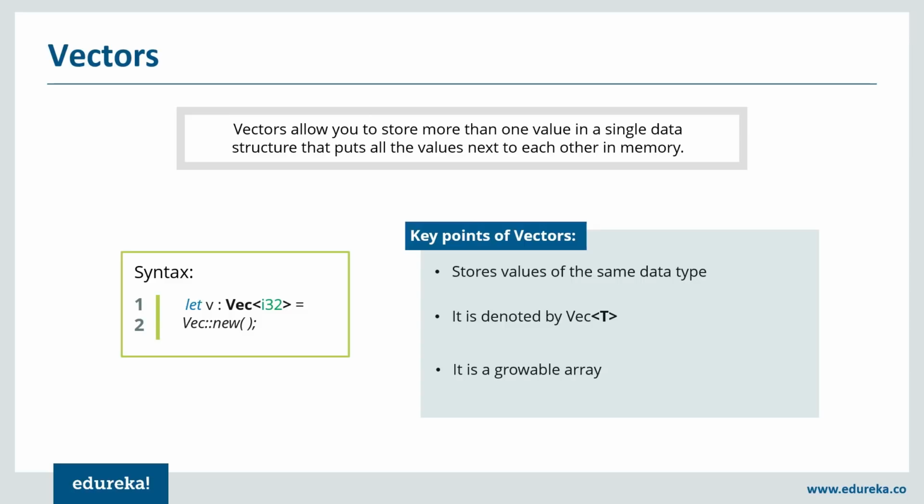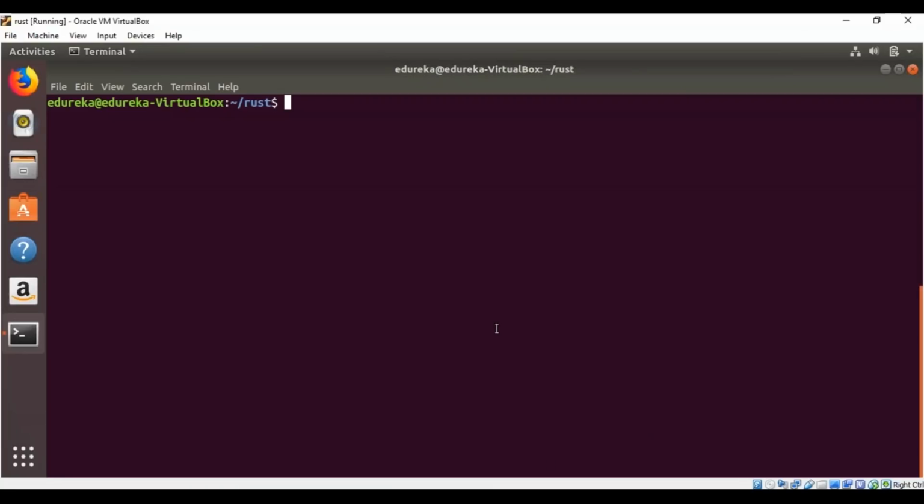It is denoted by this formation. And another important point is that it is a growable array. That means you can add elements to vectors, and you can also remove elements from vectors. Okay, now let's look at an example in order to be more clear.